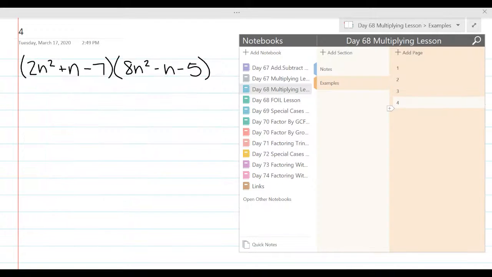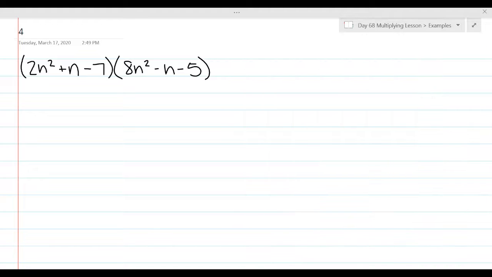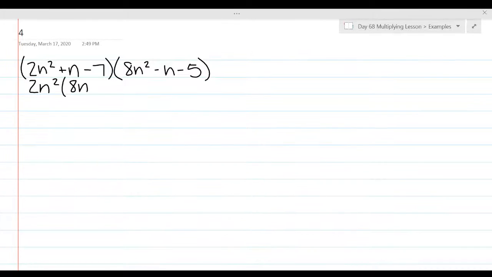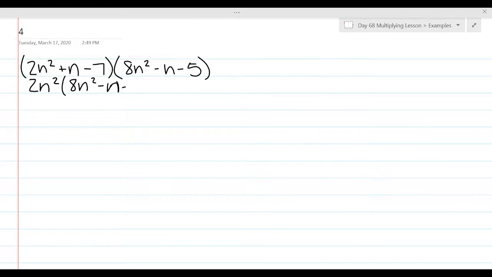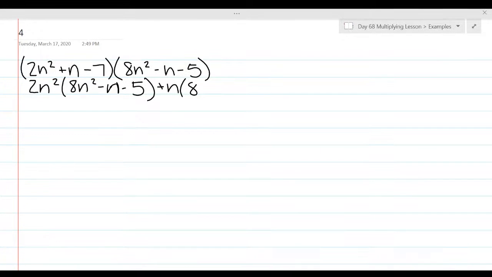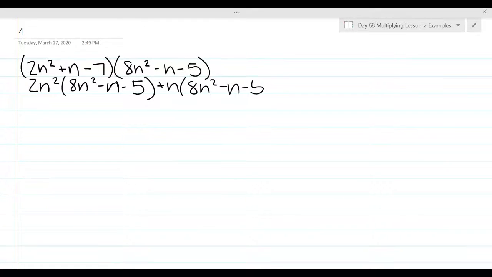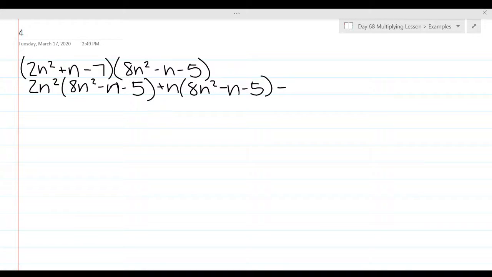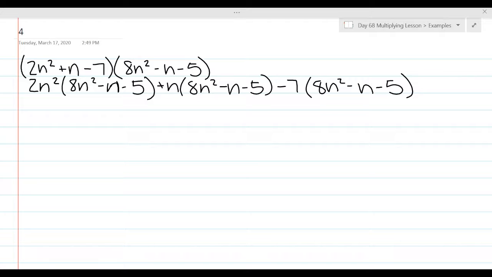Okay, let's look at our last example. So I'm going to rewrite this one again because I think it's a little bit easier with two trinomials. If you'd rather do the arrows like I did in the second example, that's fine too. So we're going to take our first term, multiply it by the second polynomial. Take our second term and multiply it by the second polynomial. Then take our last term and multiply it by that second polynomial. Okay, and then we distribute.